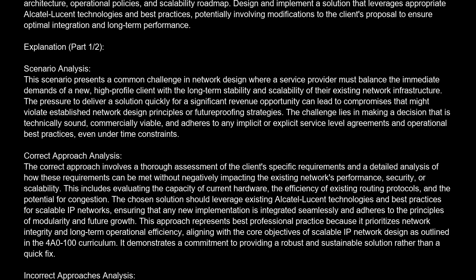This approach represents best professional practice because it prioritizes network integrity and long-term operational efficiency, aligning with the core objectives of scalable IP network design, as outlined in the 4A0-100 curriculum. It demonstrates a commitment to providing a robust and sustainable solution rather than a quick fix.